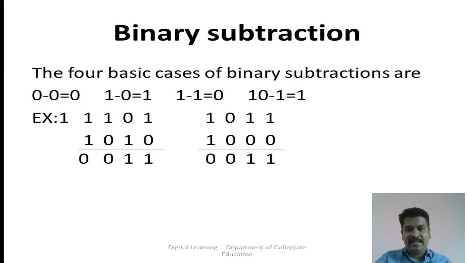Now we'll move on to the examples here. 1 minus 0, as we know, is 1. 0 minus 1 you cannot do. You have to take a borrow here. If you take a borrow here, this becomes 10.